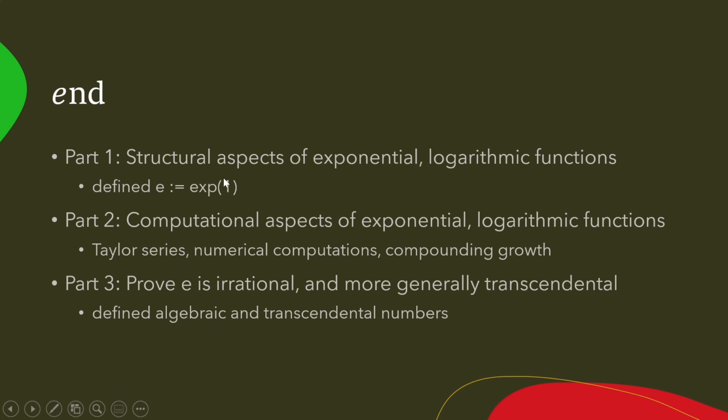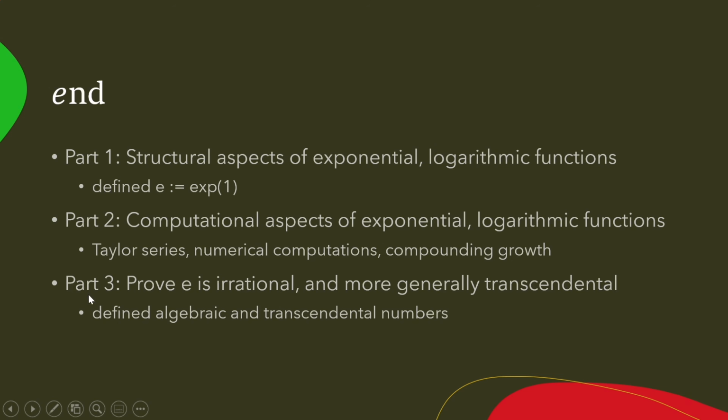But in Part 1, we discussed the structural aspects of these exponential and logarithmic functions, and that's where we defined e. It was defined as the exponential function evaluated at 1. Then in Part 2, we gave the computational aspects of the exponential and logarithmic functions. We did so using Taylor series expansions for these functions. We also did some approximate numerical computations using approximations of the Taylor series. And we also discussed the relationship of e with compounding growth.